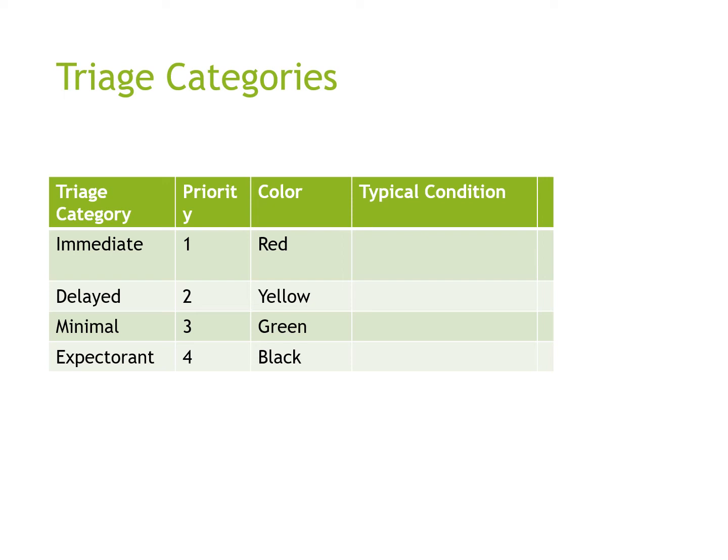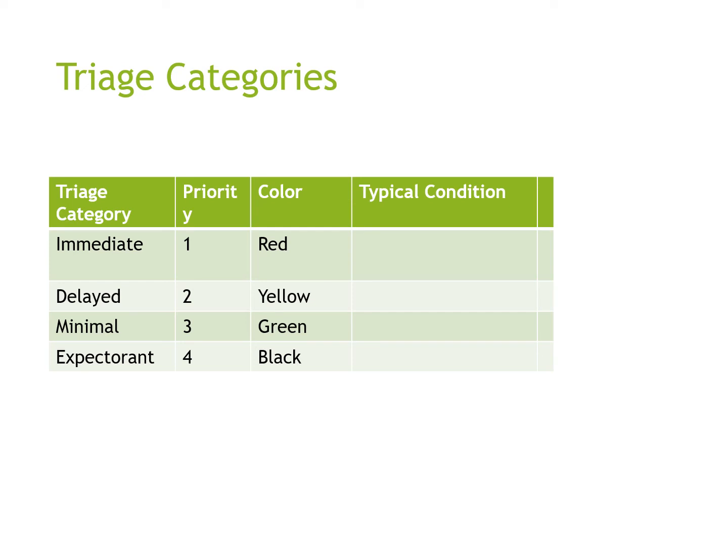In expectant or category 4, priority 4 or black. So for this one, injuries are extensive and chances of survival are unlikely, even with definitive care. Persons in this group should be separated from other casualties, but not abandoned. So you don't want to keep them near the other patients, because the other patients may be affected by seeing them. Also, comfort measures should be provided when possible.